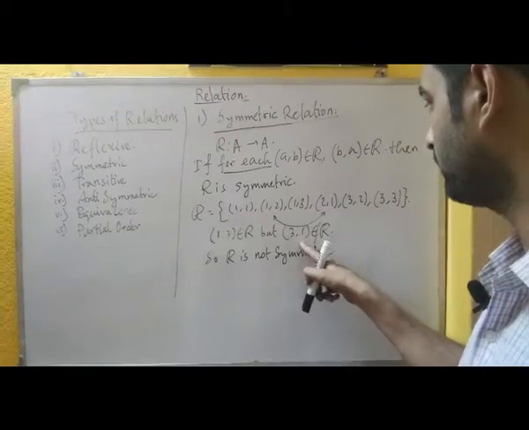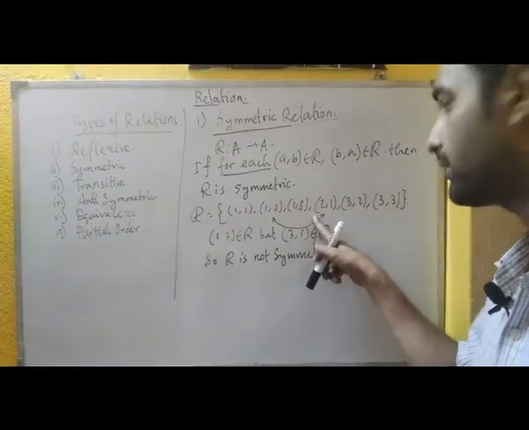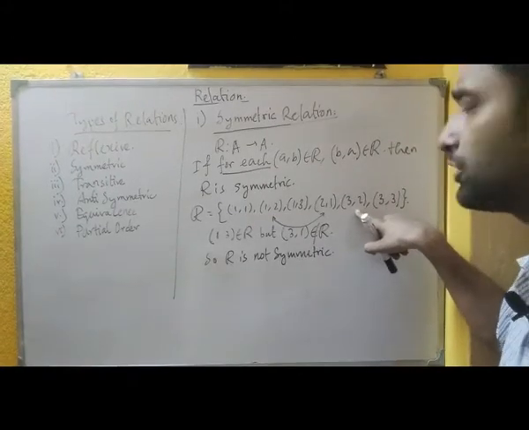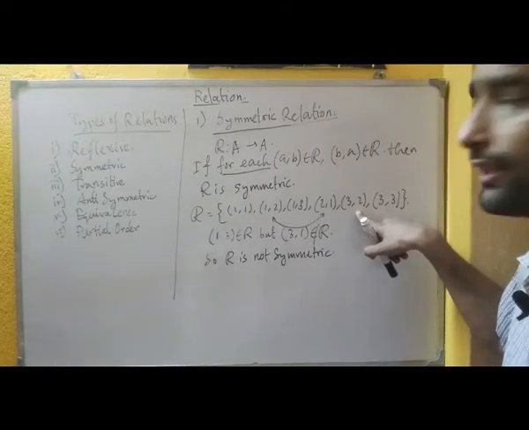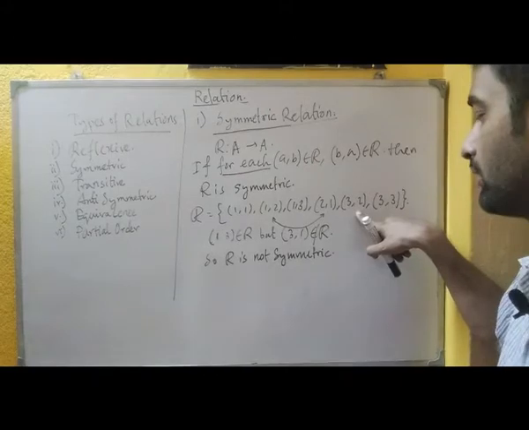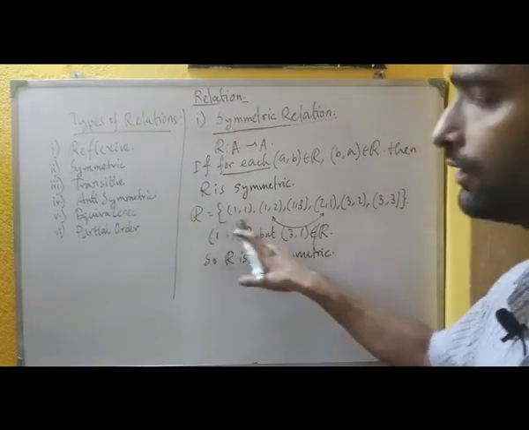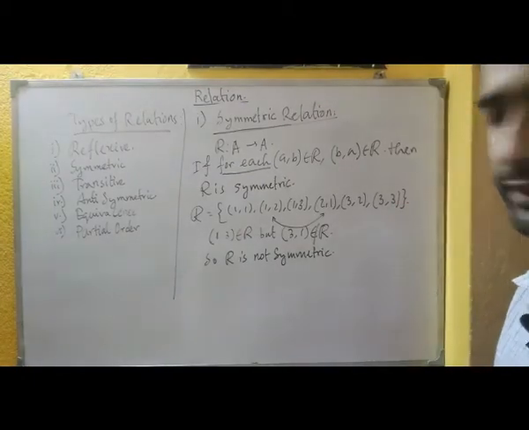If we include the element (3,1) in the set, and also for (3,2), if we include the element (2,3) in the set, then we can say the resulting relation will be symmetric, because for all other elements the reverse order are in the set.